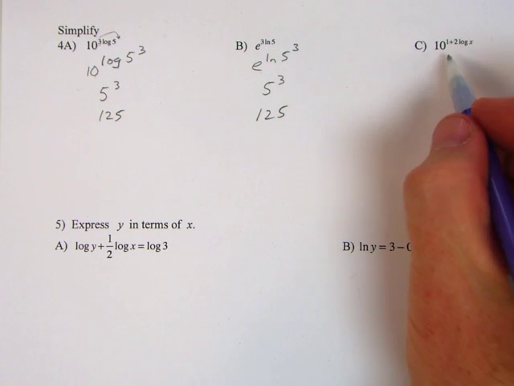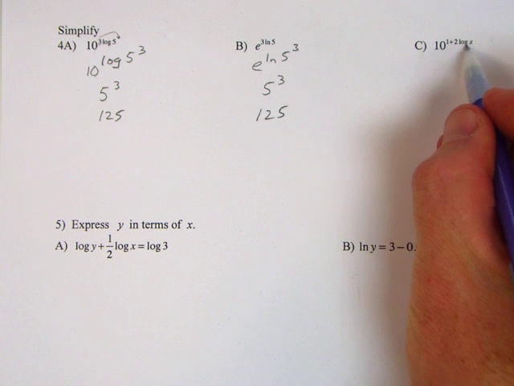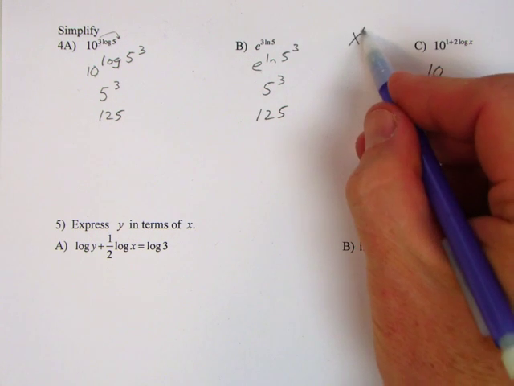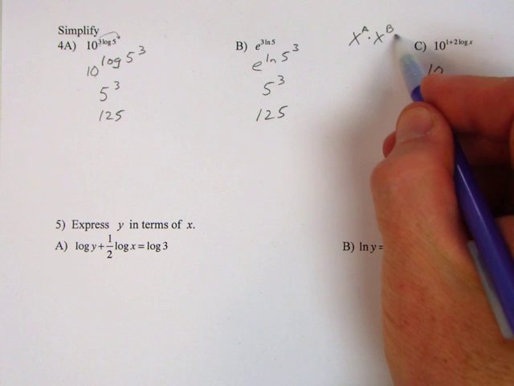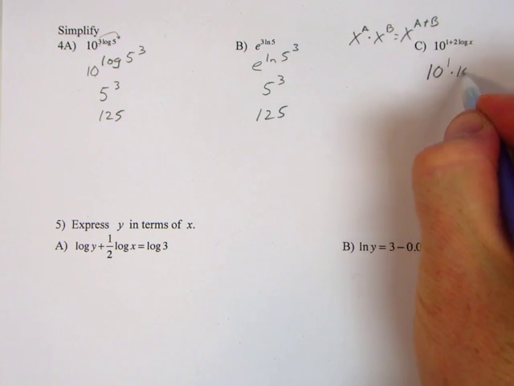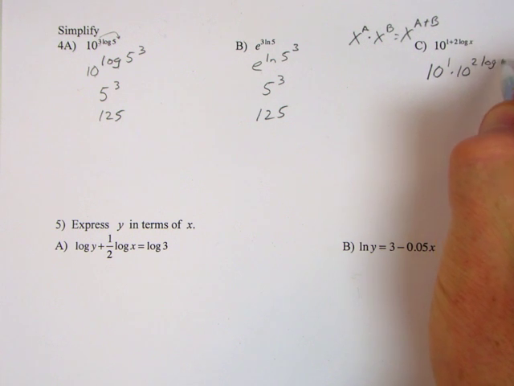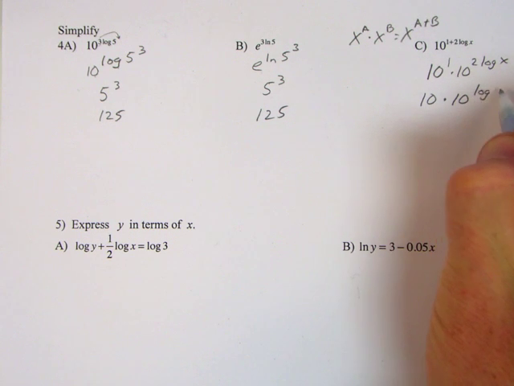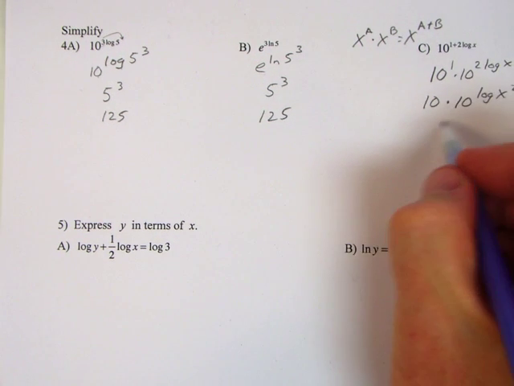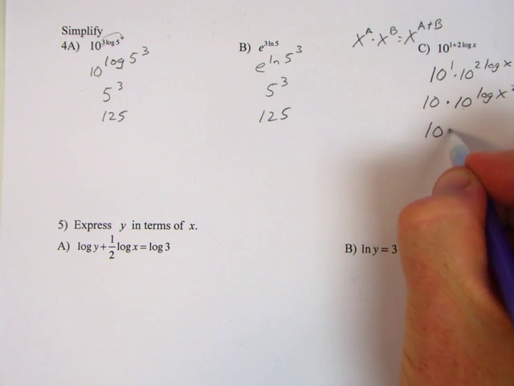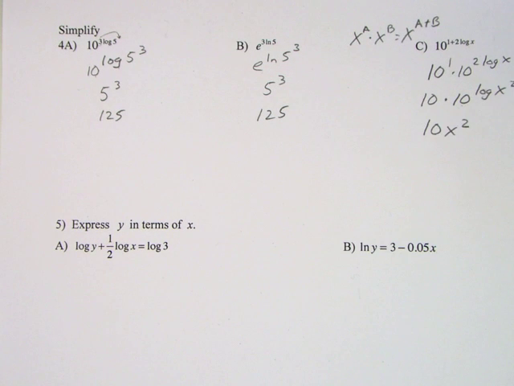The last one's a little bit different because we have 1 plus this 2 log of x, but we can use the reverse order of our exponential rule that we reviewed on the previous part. x to the a times x to the b equals x to the a plus b. So that'd be 10 to the 1 times 10 to the 2 log of x. So 10 times 10 to the log of x squared. And again, this one part, 10 to the log of x squared, is just x squared. So this gives us 10x squared.